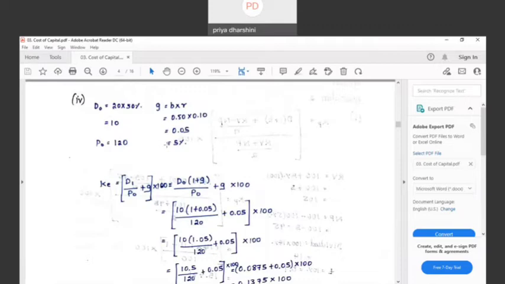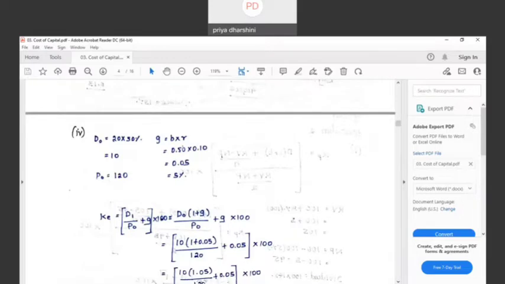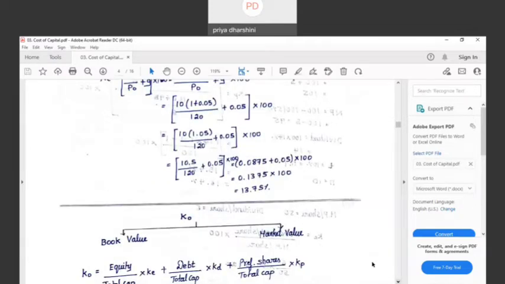Having known the growth rate, the given information is about the past dividend. We are bothered about the future dividend, which is D1. How do you measure D1? It is D0 into 1 plus g, which is 10 into 1 plus 0.05, divided by the price of the share, which is 120, plus the growth rate, which is 0.05. The entire value I multiply with 100 to represent it as a percentage. So solve for it, you will get 13.75%. Is it understood?